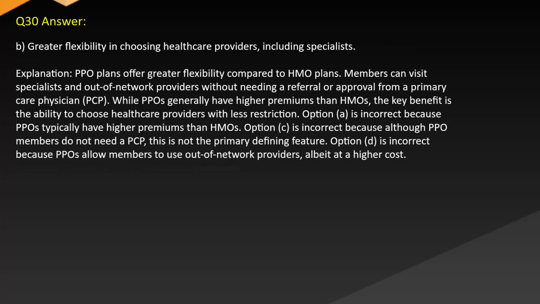Answer. B. Greater flexibility in choosing healthcare providers, including specialists. Explanation. PPO plans offer greater flexibility compared to HMO plans. Members can visit specialists and out-of-network providers without needing a referral or approval from a primary care physician (PCP). While PPOs generally have higher premiums than HMOs, the key benefit is the ability to choose healthcare providers with less restriction. Option A is incorrect because PPOs typically have higher premiums than HMOs. Option C is incorrect because although PPO members do not need a PCP, this is not the primary defining feature. Option D is incorrect because PPOs allow members to use out-of-network providers, albeit at a higher cost.